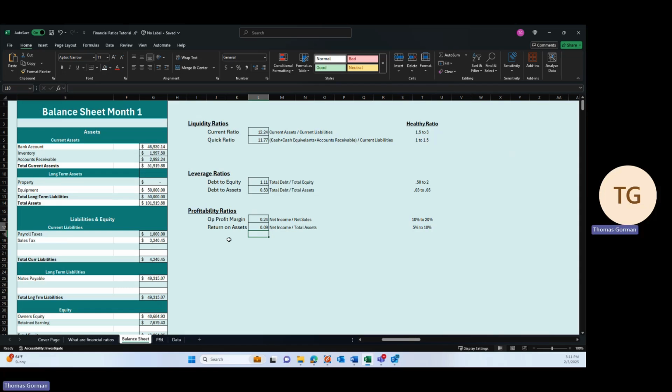So that's it. This is the financial ratios for small business.